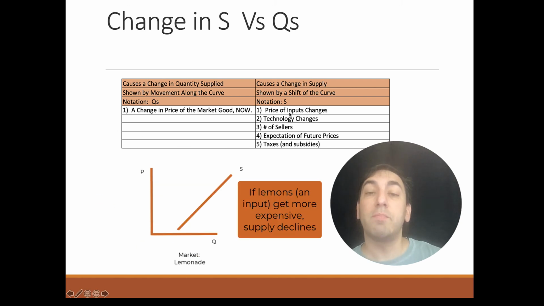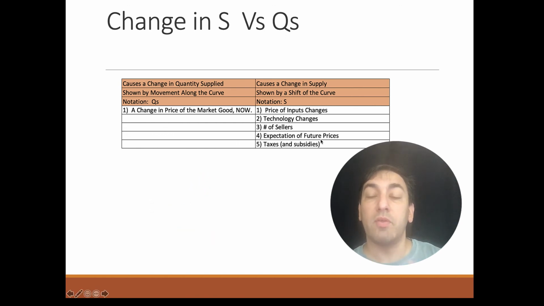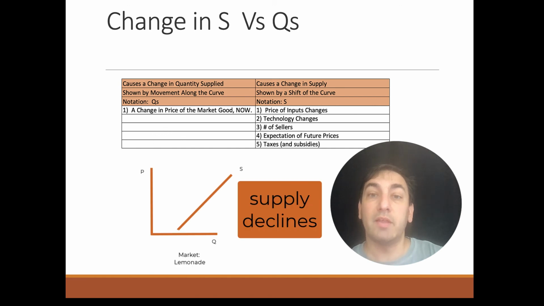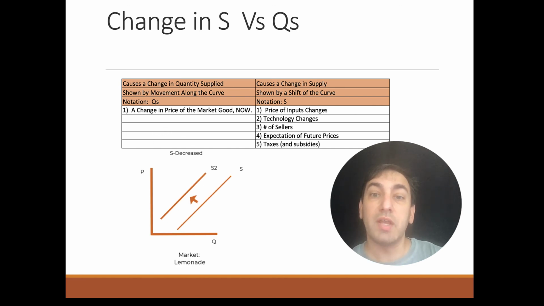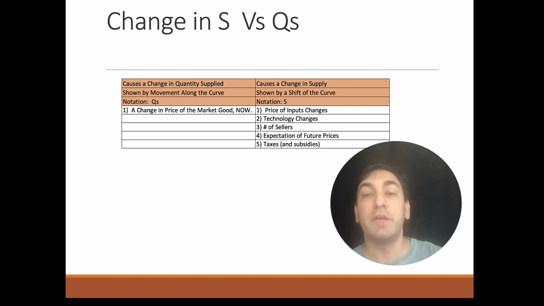If we change the price of lemons, that changes our ability to produce. If we change the future price, if we change what we expect the price to be, that changes the supply curve. So on the right side, if we change the price of inputs, the technology changes, the number of sellers changes, we change our expected price, or taxes change, all will shift the supply curve.